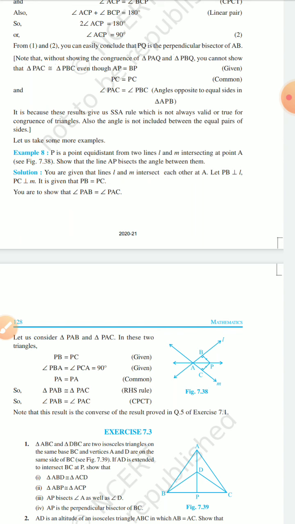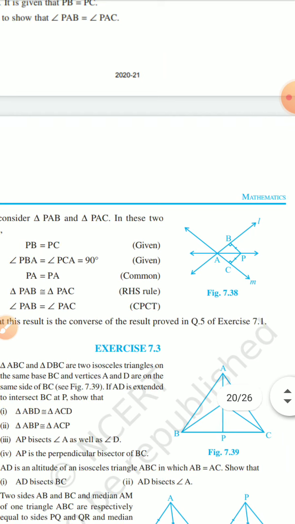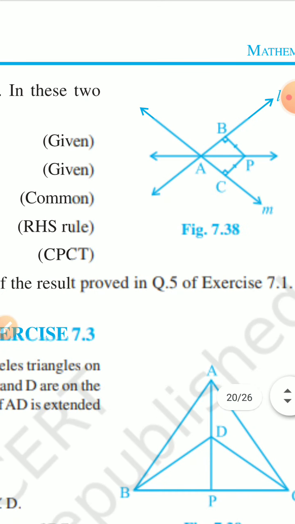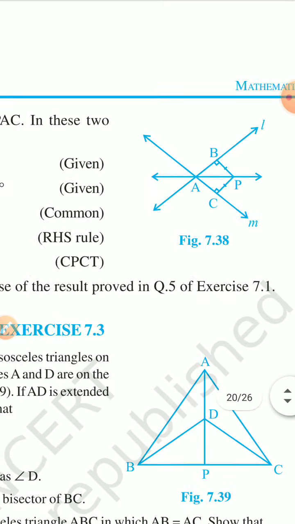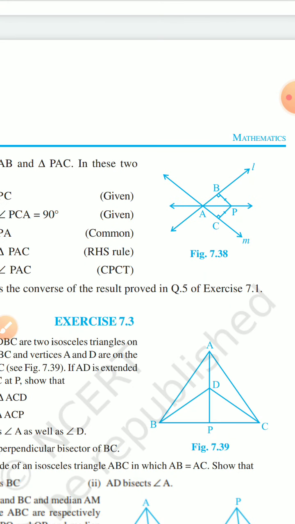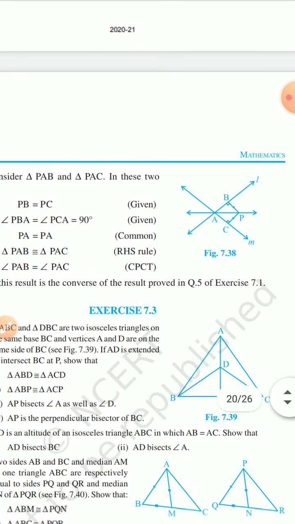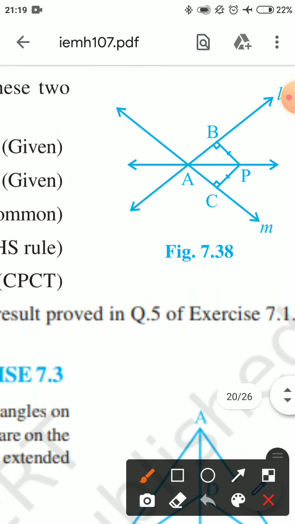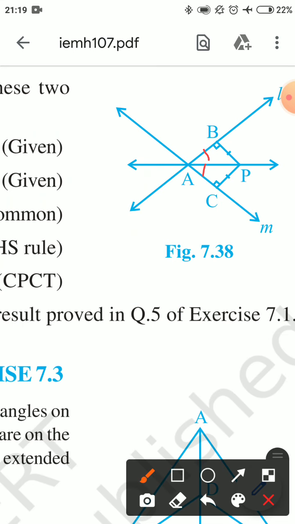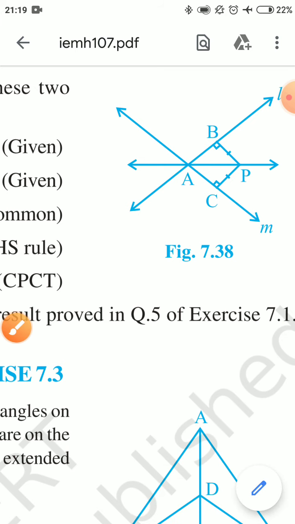For this we will first consider triangle PAB, the small one, and triangle PAC, right? In this we can see that side PB is equal to side PC, and this angle is also given, it is 90 degrees in both, and side PA is common in both, which is also the hypotenuse. So we can say that by RHS congruency these two triangles are congruent, so their corresponding parts will also be equal, which means this angle will be equal to this angle. That is what we needed to prove in this question.